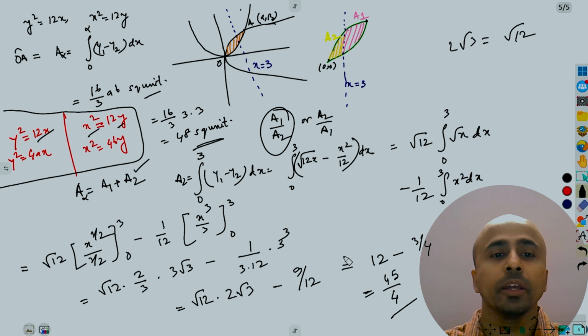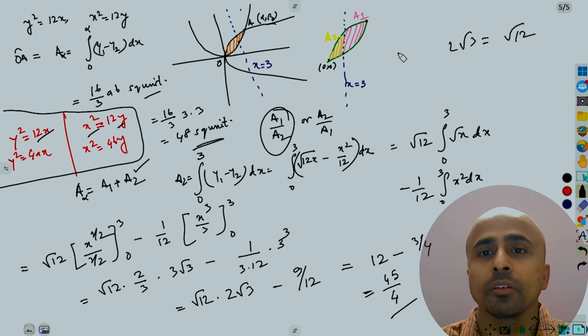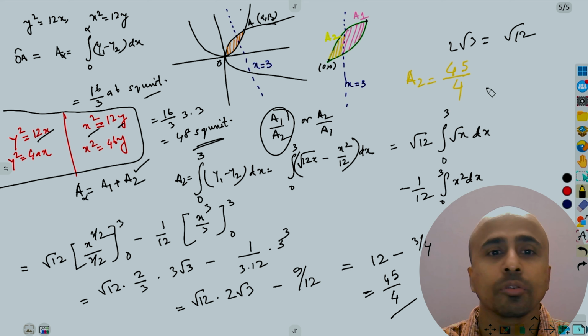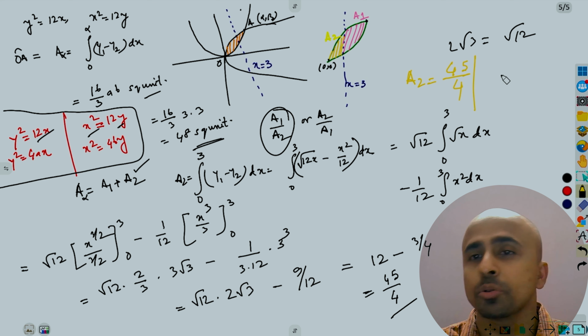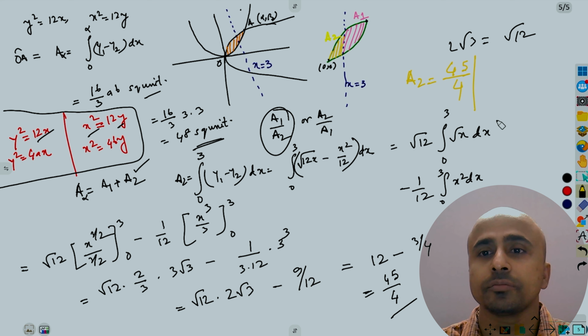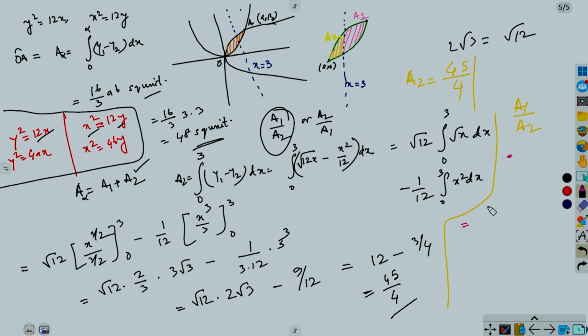Yippee! We obtain the area A2. Our A2 is 45 by 4. Okay, we know the total area 48. Therefore, what will be the ratio of A1 by A2? So what is our A1? A1 is 48 minus 45 by 4, and we know our A2 as 45 by 4.